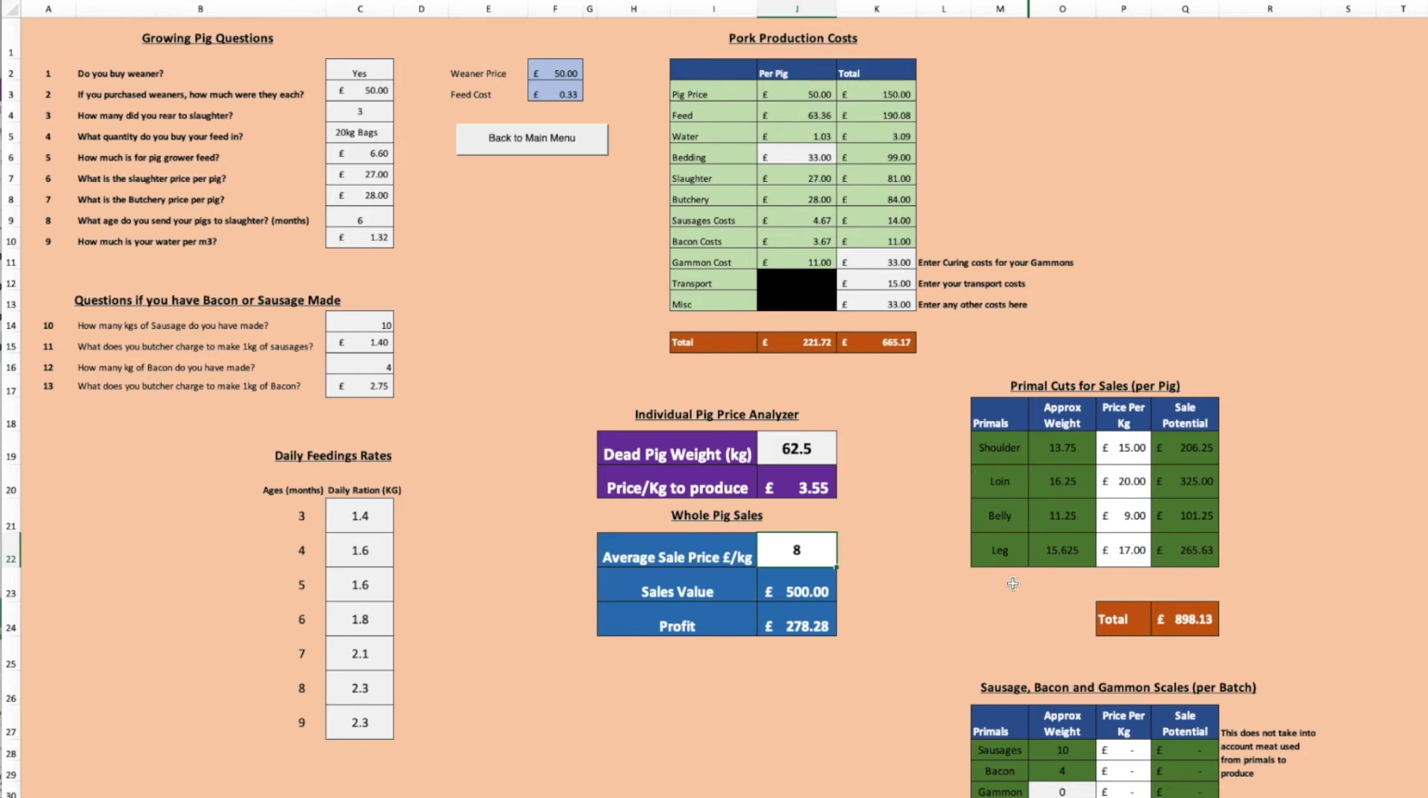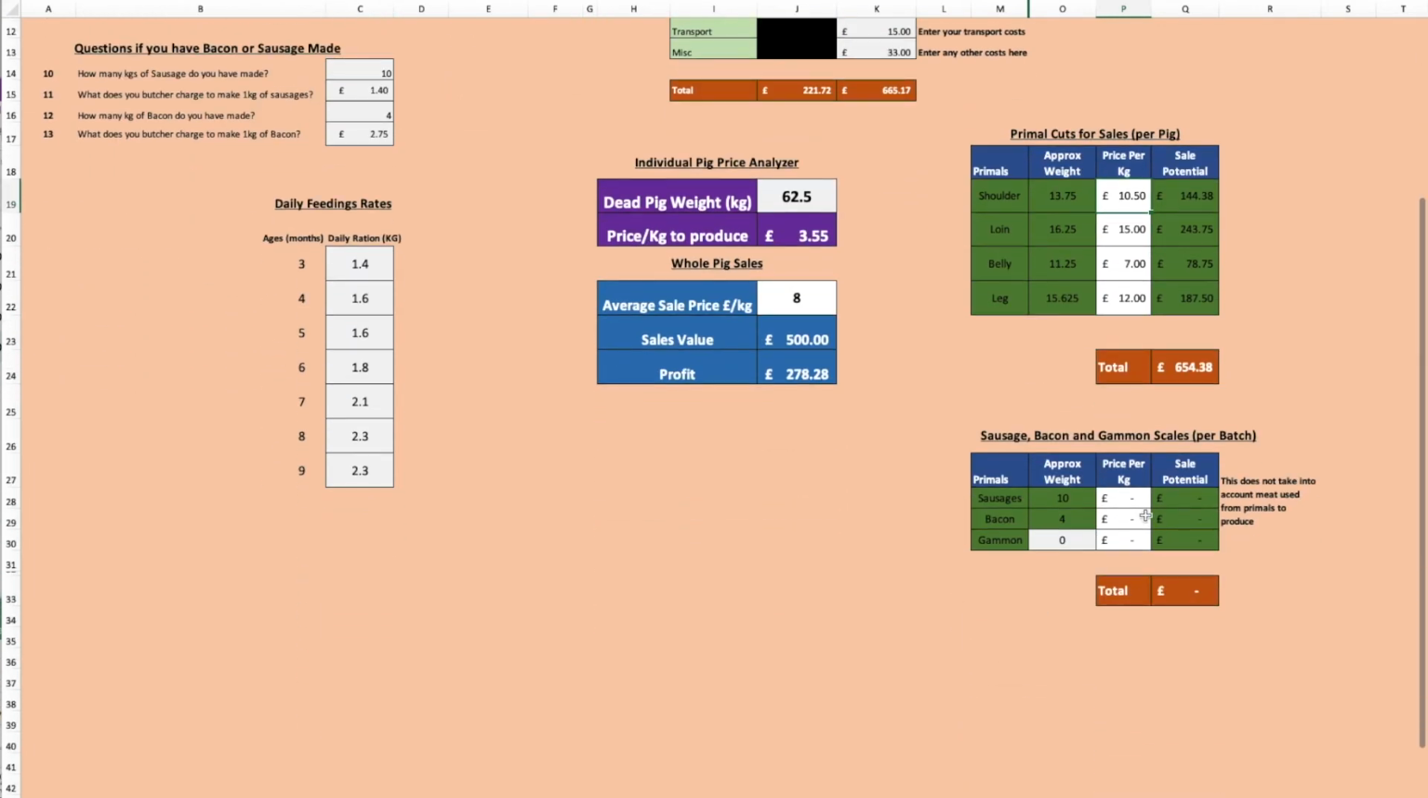Over here, if you want to be more specific about how you're selling your cuts rather than per pig, you're doing it per primal. So you could say you charge £12 per kilo for leg, £7 per kilo of belly, for loin you charge £15, and for shoulder you charge, I don't know, £10.50 for example. And then it works out based upon a percentage split of these primal cuts against the dead weight of the pig what your return's going to be selling at those prices, to potentially your retail value there of £654 based on you selling at these unit prices.